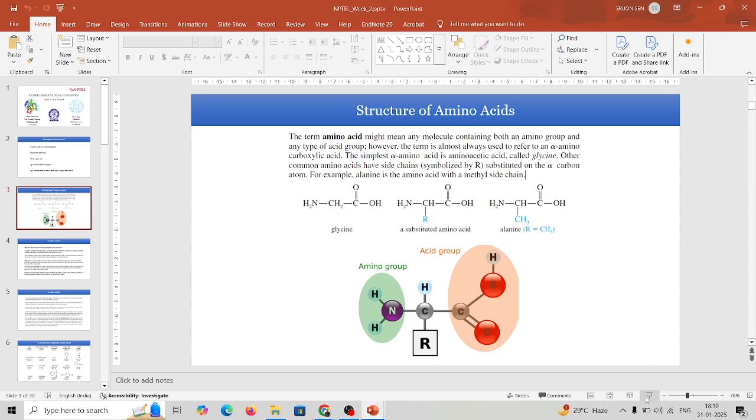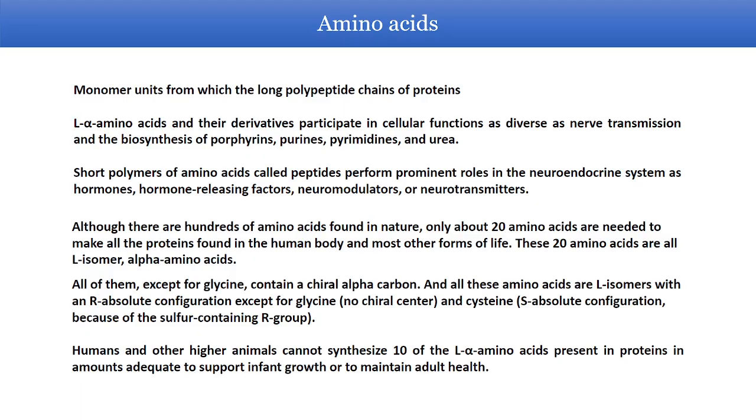So what are amino acids? These are the monomer units which form the long polypeptide chains of protein. L-alpha amino acids and their derivatives participate in different cellular functions involved in nerve transmission and biosynthesis of purines, pyrimidines, porphyrins, and urea. Short polymers of amino acids, which we call peptides, have different roles in the neuroendocrine system, such as hormone releasing factors, modulators, transmitters, etc.